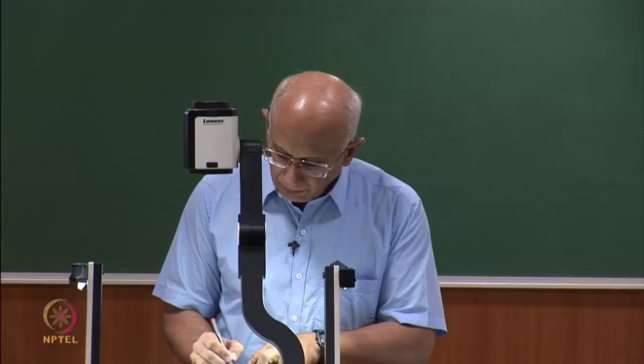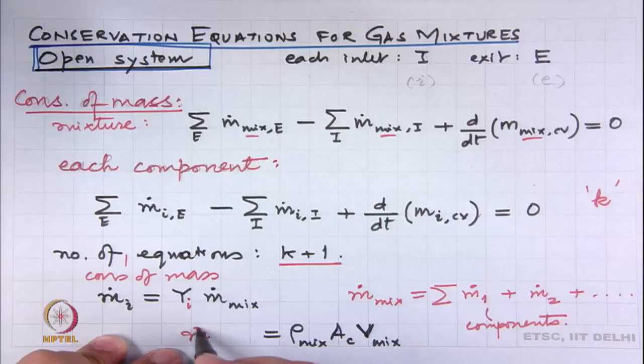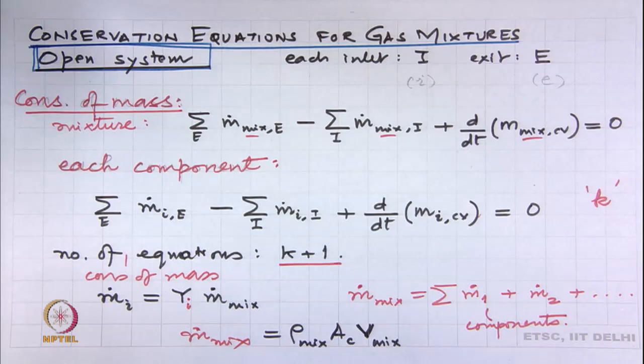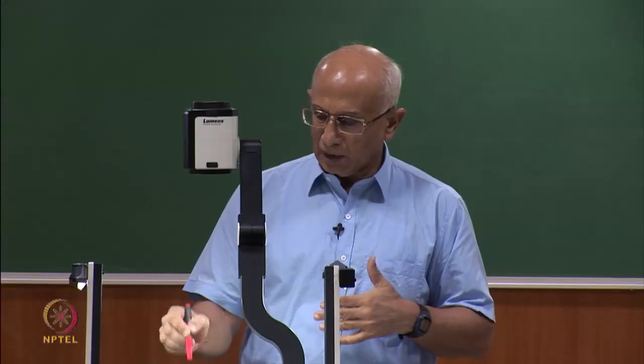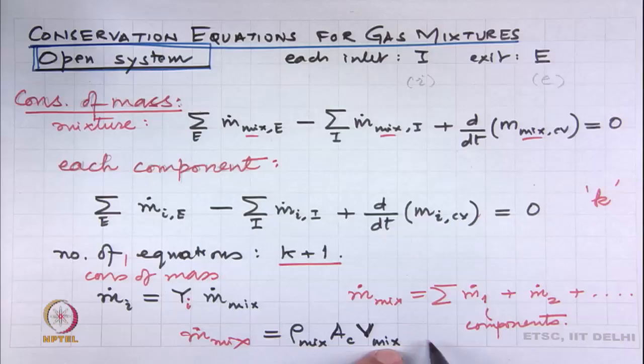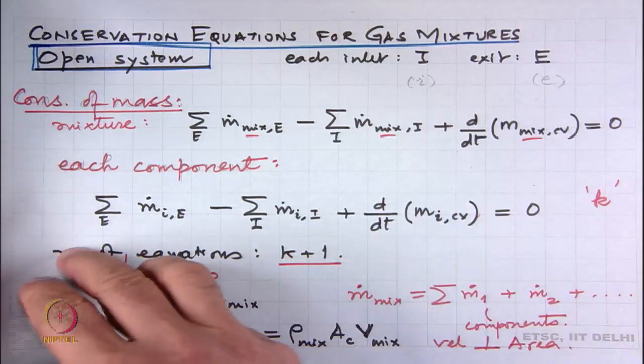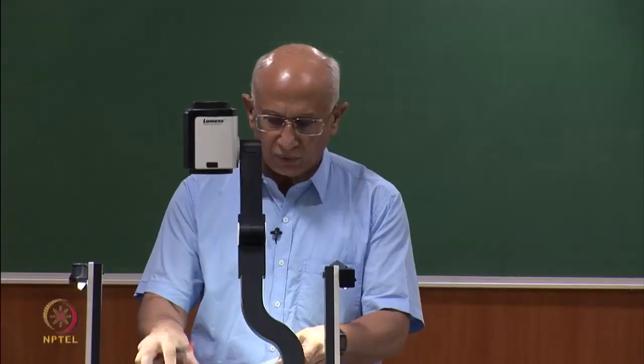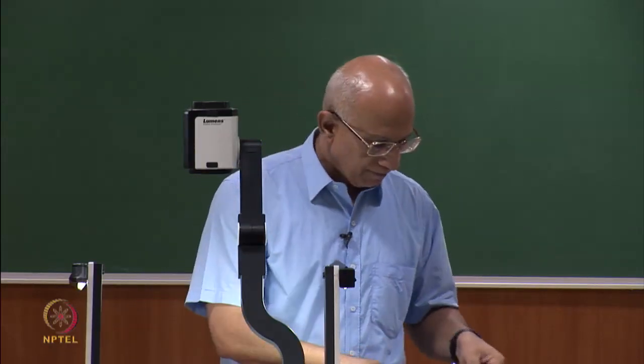Also, the mass flow rate of the mixture can be written like we did the mass flow rate of a pure substance, density times area times velocity of the mixture, provided V is normal to A_c. So, the velocity is normal to the area. So, that is conservation of mass for an open system.